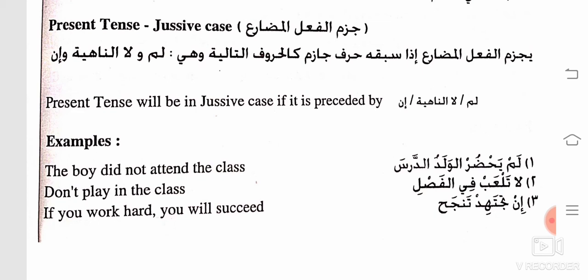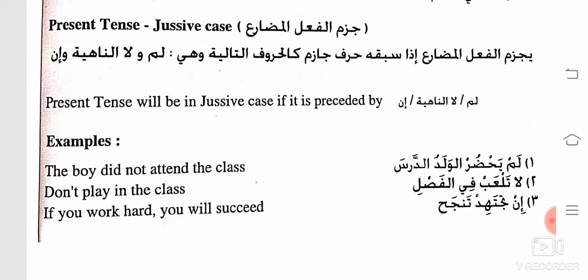So let's have a look into some kinds of examples. First one, lam yahdur al-waladu ad-dars. The boy did not attend the class. Yahdur. Lam yahdur. Lam is the letter that gives jazm for fi'l al-mudari. Yahdur has got sukun, jazm.